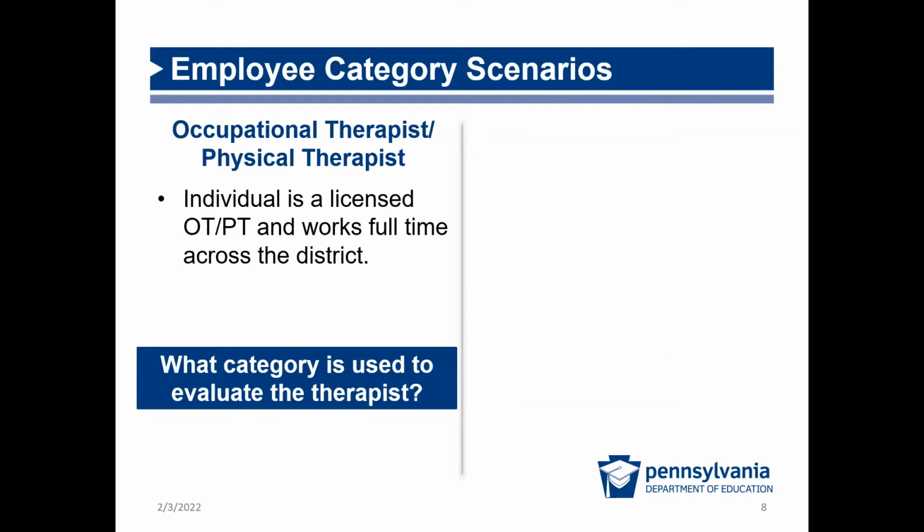So the first one is an occupational therapist, physical therapist. The individual is a licensed OTPT and works full-time across the district. What category is used to evaluate the therapist? If you don't mind putting in the chat. So the individual is a licensed OTPT. Can I give them a hint, Amy? You can. This individual is licensed, not certificated by the Department of Education. Now, do you have a different answer? Dina, thank you. Good, Thomas, I like your answer.